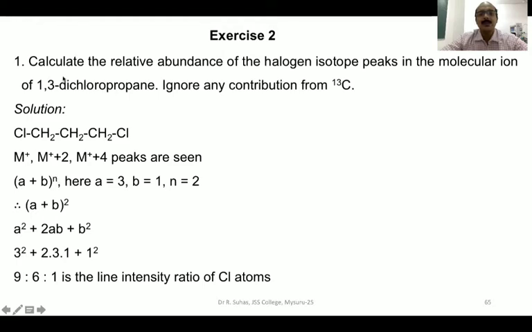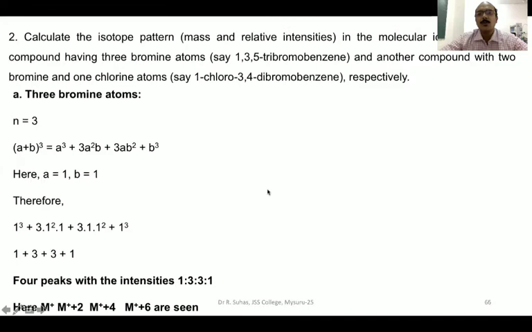We know that the intensity ratio for chloro is 3:1. So A becomes 3, B becomes 1, and n becomes 2. Why? There are 2 chlorine atoms, that's why n is equal to 2. Therefore, it becomes (A plus B) whole square. We know the expansion A square plus 2AB plus B square. That is 3 square plus 2 into 3 into 1 plus 1 square. So 3 square is 9, 2 into 3 is 6, 1 square is 1. So this is the intensity ratio for 1,3-dichloropropane.